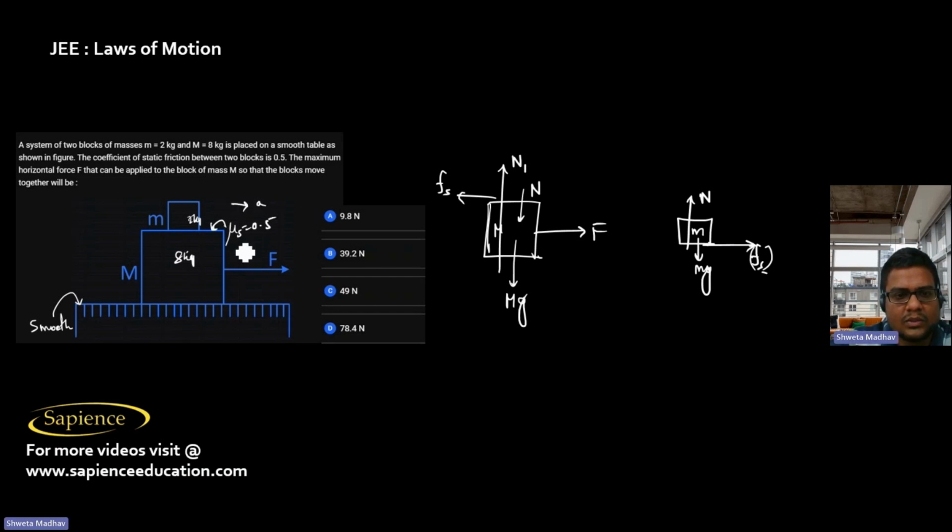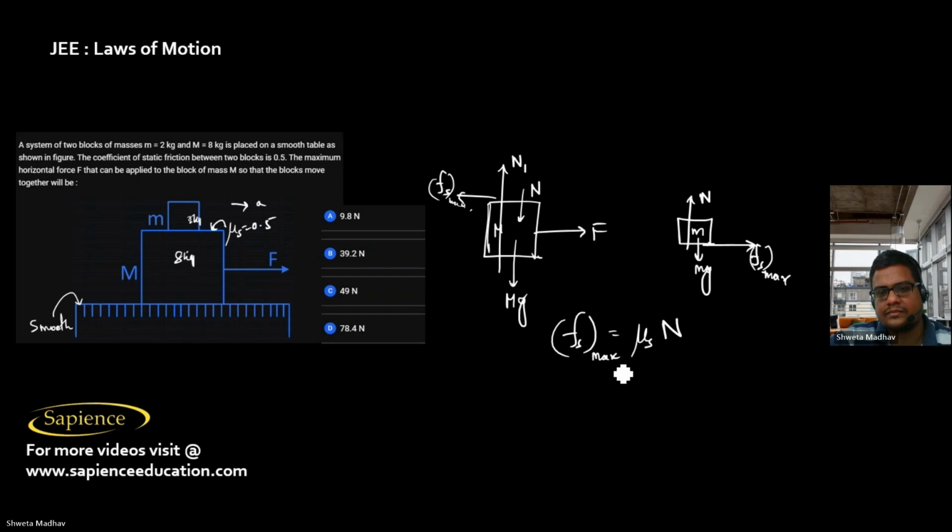They will move together with the common acceleration. Since maximum horizontal force should act, maximum static friction force will act. So here the maximum static friction force will act, so we know that Fs max is given as mu s into N. So here we can see N will be equal to mg, and it is accelerating towards the right. So therefore Fs, that is mu s mg, is equal to m into a.